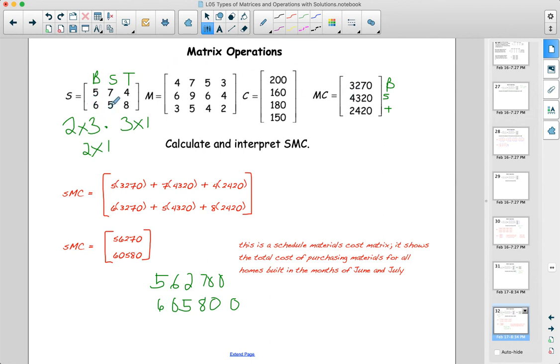Then for the second month, which was the month of July, you've taken the total number of bungalows times the cost of each bungalow. You've taken the total number of split levels times the cost of a split level, and you've taken the total number of townhouses times the cost of a townhouse. So now that we've seen that in action, that makes sense that this is a schedule materials cost matrix showing the total cost. This is in tens of dollars, so we need to multiply that by 10. So in tens of dollars, the total cost of purchasing material for each month.